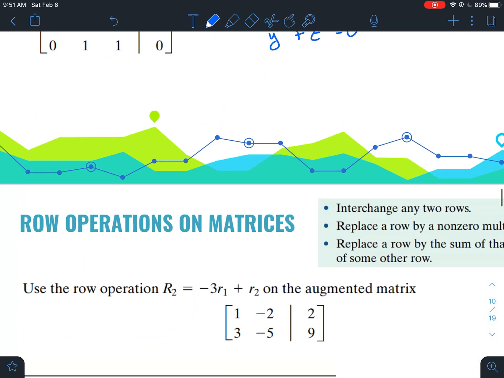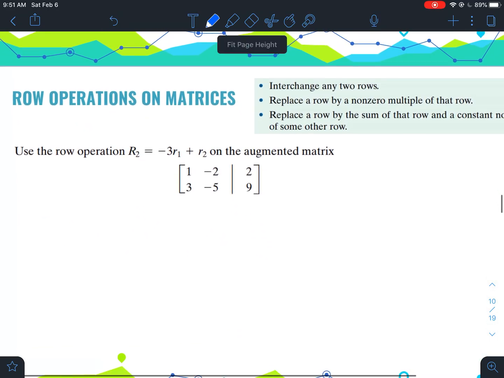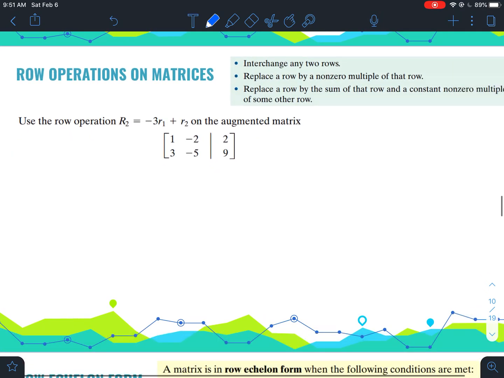So how do we use matrices to solve a system? Well, in order to do it, we're going to perform row operations so that we can be in row echelon form. And once we're in row echelon form, it'll be easier to solve the system than it was as its first system. So, row operations.